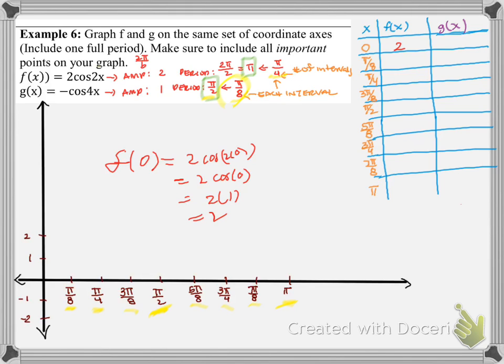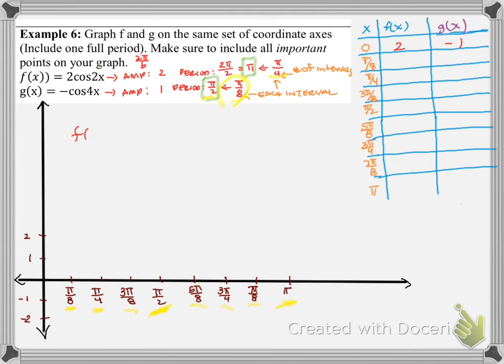All right. And then g of 0 is equal to what? Negative cosine of 4 times 0. Well, that's just going to be negative 1. So g of 0 is negative 1. And we're done with x, we're done when x is equal to 0, right? Let's look at pi over 8.